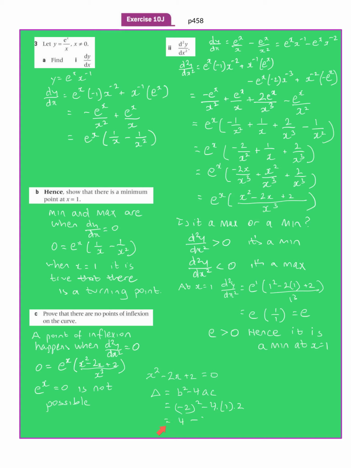Okay, now if that's negative, therefore there are no real solutions because the discriminant is negative. Can't do the square root of minus 4. Hence, no inflection points.